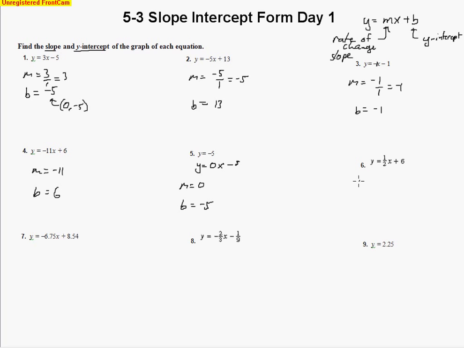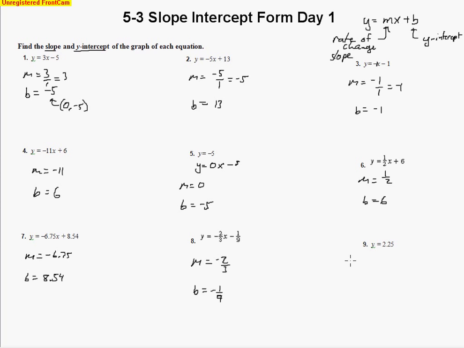Here, the slope of the line is a fraction, 1/2, and the y-intercept is 6. Here we have a decimal as the slope. So our slope of this line is -6.75, and our y-intercept is 8.54. So here the slope's another fraction, -2/3, and the y-intercept is -1/9.